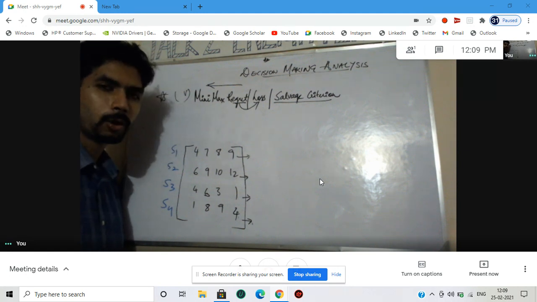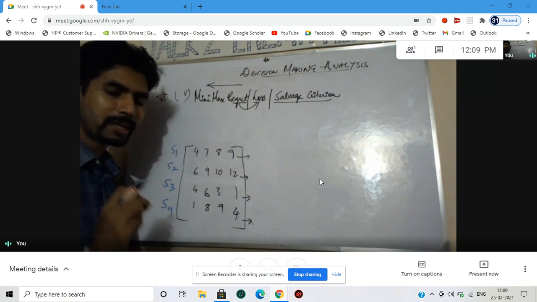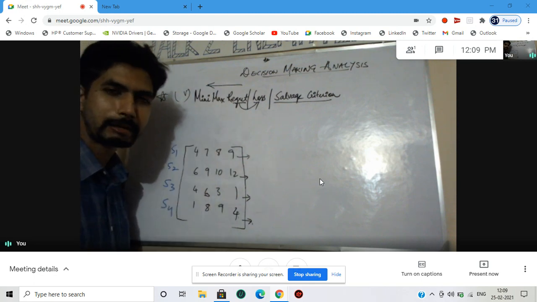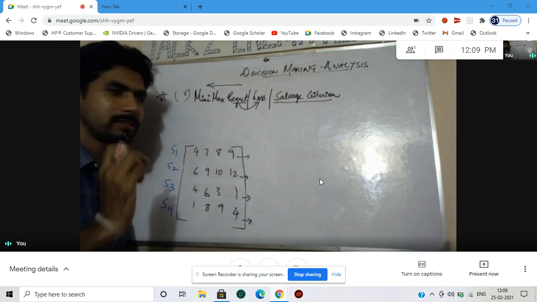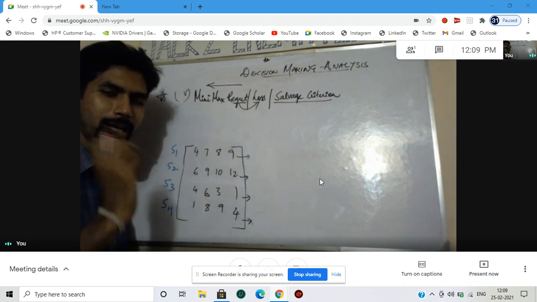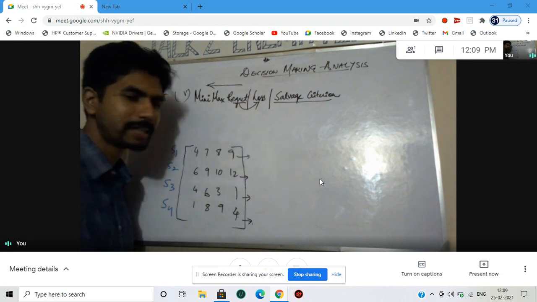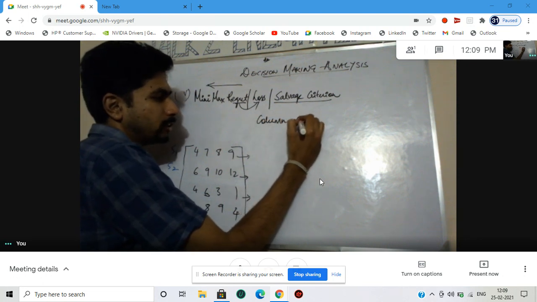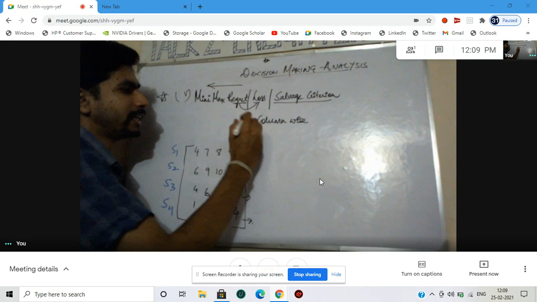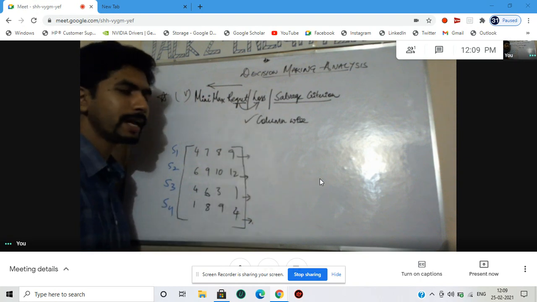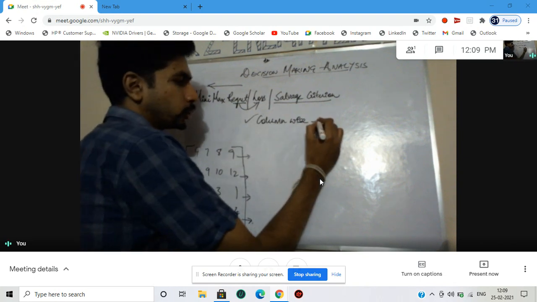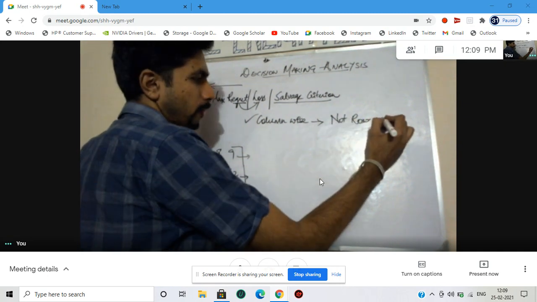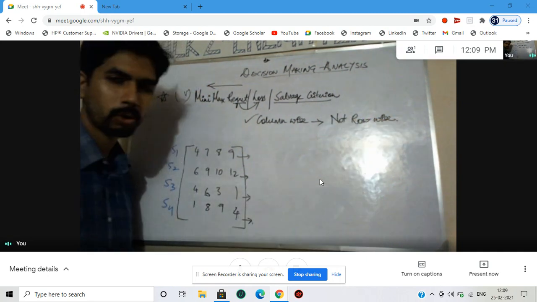Is that clear? See here, the most important thing to note is, always in the minimax regret criterion, first thing is the loss. The loss has to be calculated column wise, and not row wise. It has to be taken column wise. You should not take it row wise.